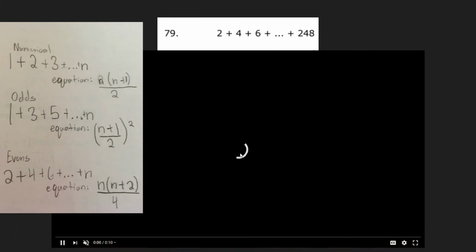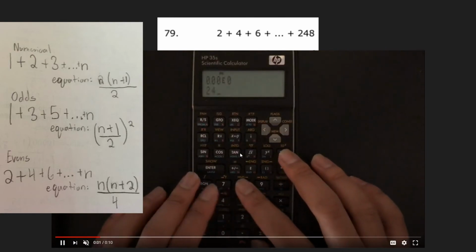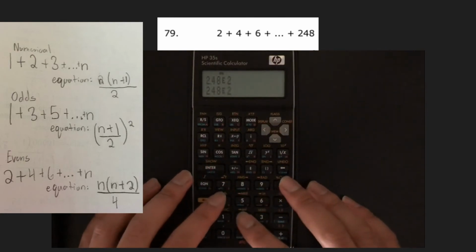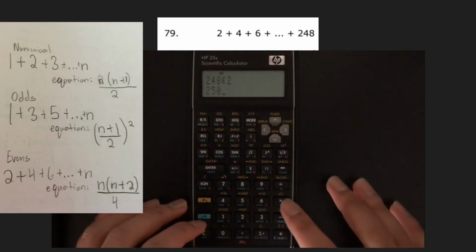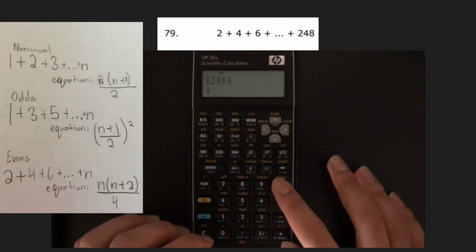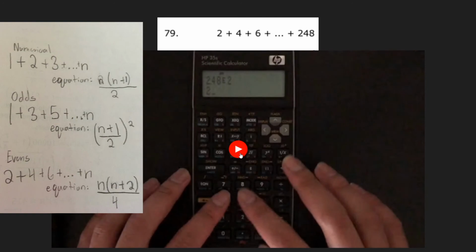So when I do this, I'm going to do 248, and then 248 plus 2 is 250, so I can multiply that, and then divide it by 4. And that's my answer. There's going to be 3 different sequences for these. There's going to be a numerical sequence where it's 1 plus 2 plus 3 plus dot dot dot plus n. There's going to be an odd sequence, 1 plus 3 plus 5 dot dot dot plus n. And there's going to be this even sequence, which is 2 plus 4 plus 6 dot dot dot plus n.